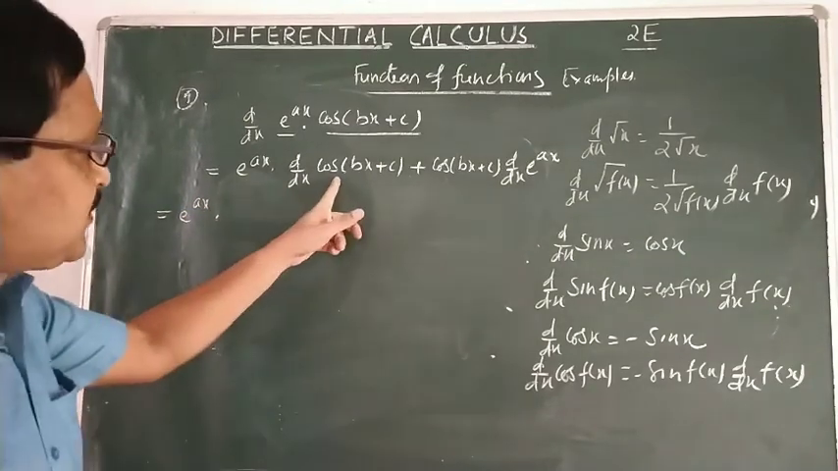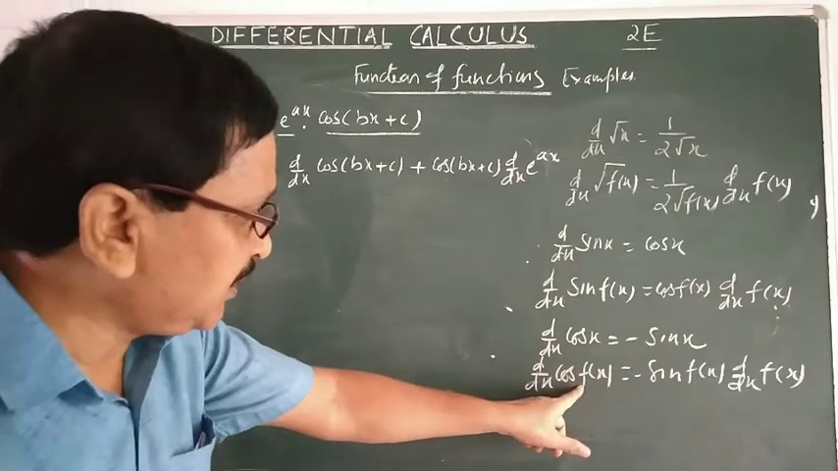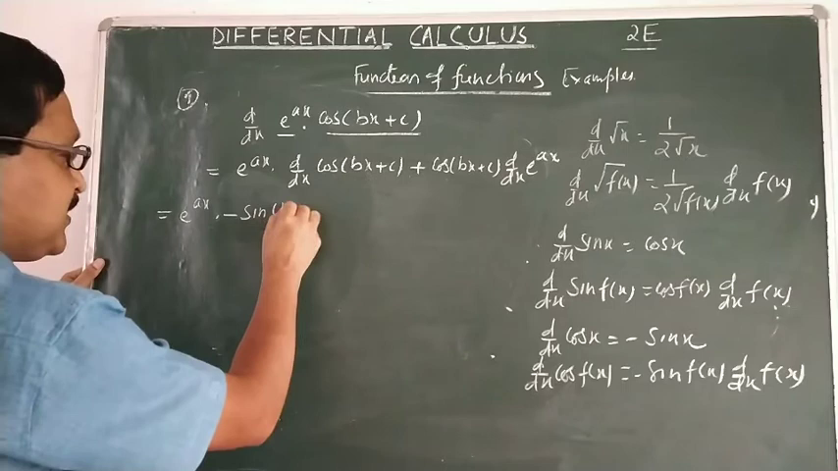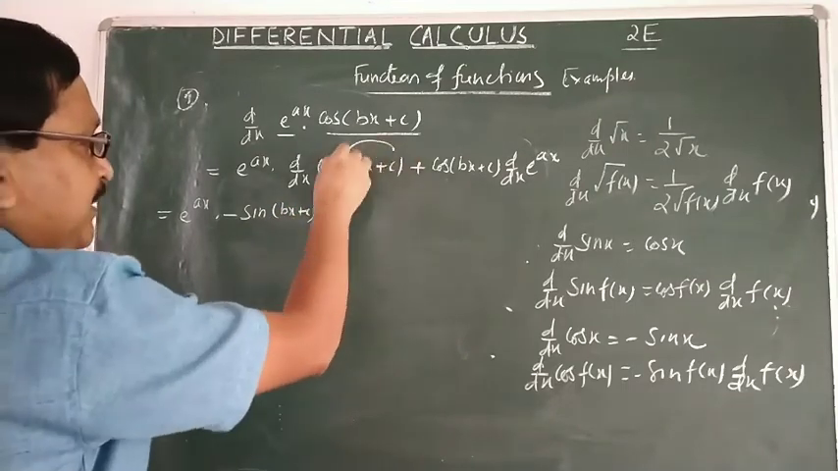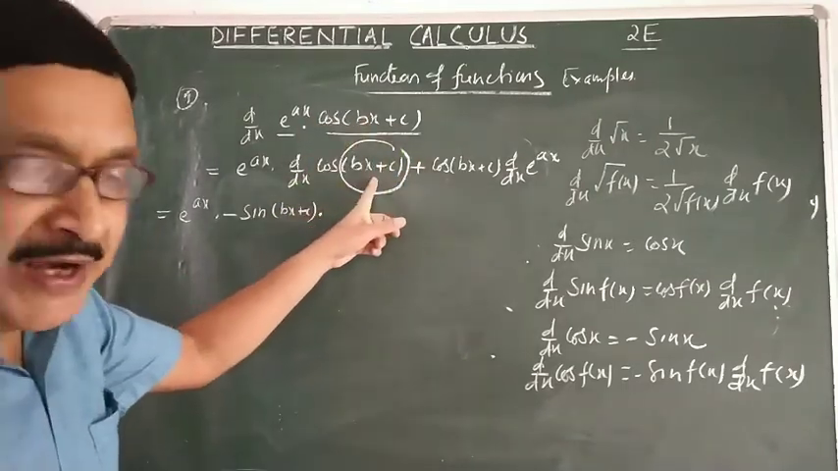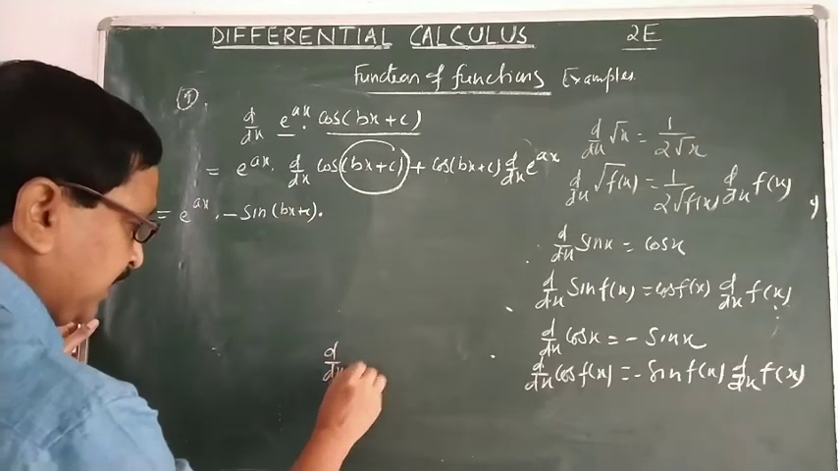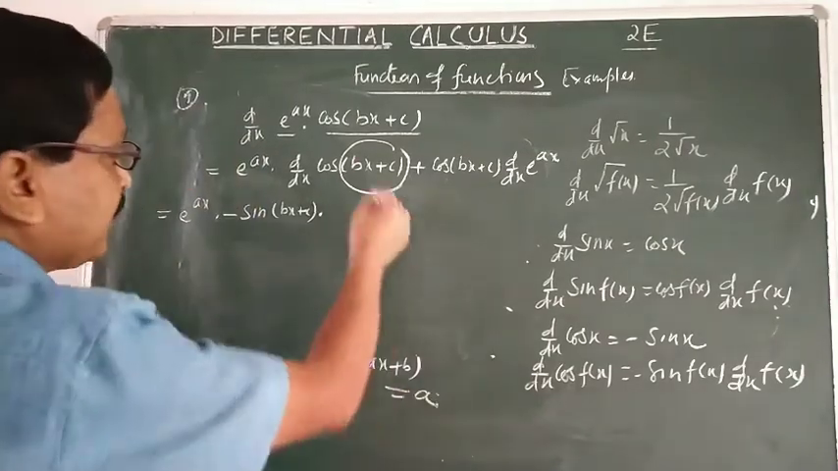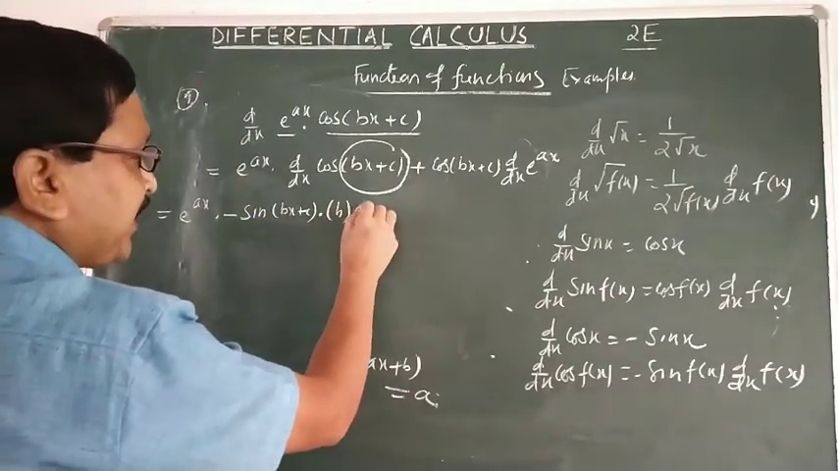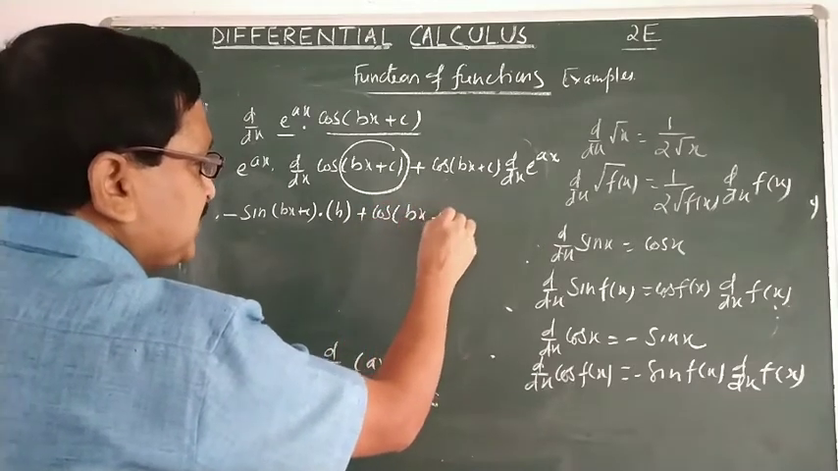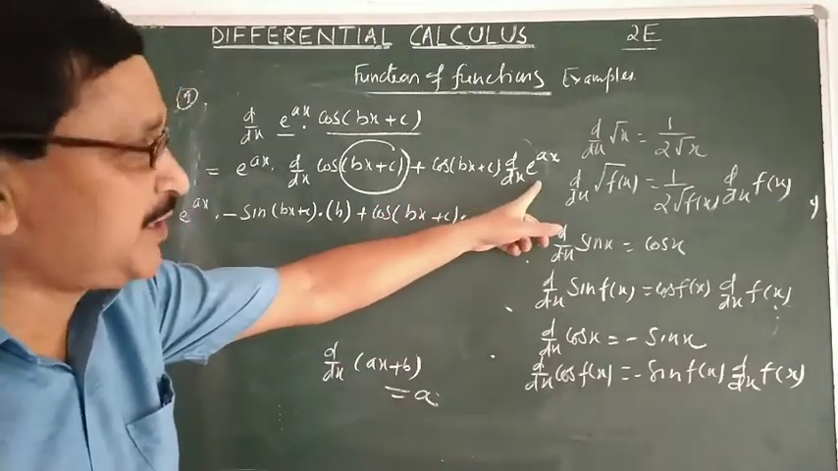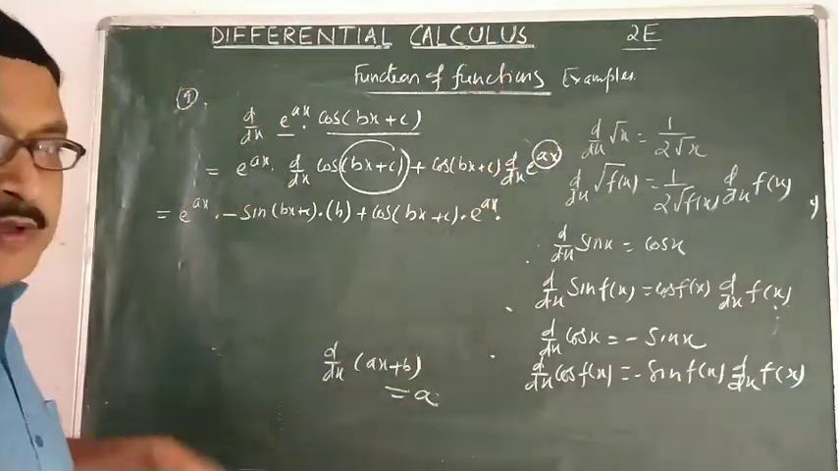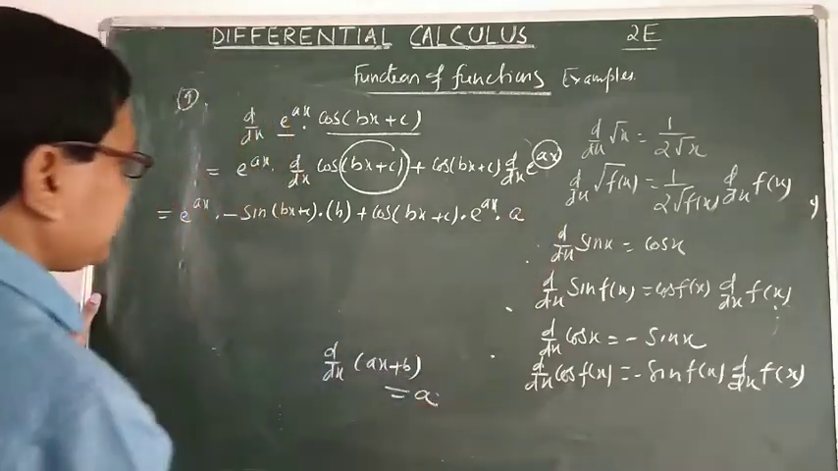Now the differentiation of cos fx is minus sin fx, so minus sin (bx plus c) into d by dx of this. Directly I am going to write d by dx of bx plus c. I have suggested many times this is simply b, plus cos (bx plus c). Now e to the power ax is itself, and d by dx of ax is a itself.